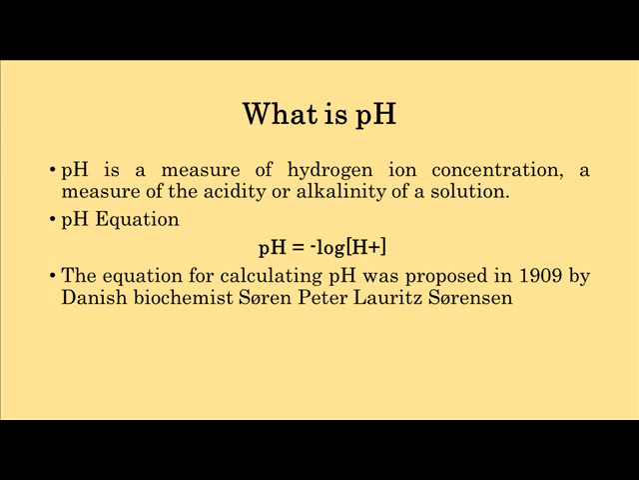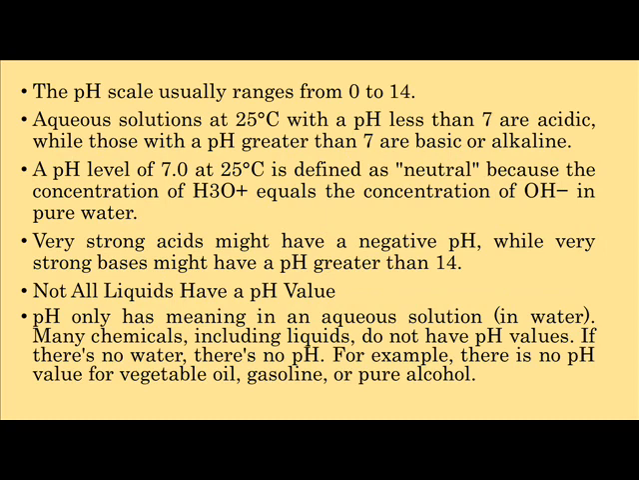The equation for calculating pH was proposed in 1909 by Danish biochemist S.N. Peter Lorentz Svensson. The pH equation is simply represented as pH equals negative log of H+ ion concentration. We all know that the pH scale usually ranges from 0 to 14. Three types of pH solutions are acidic, basic or alkaline, and neutral.